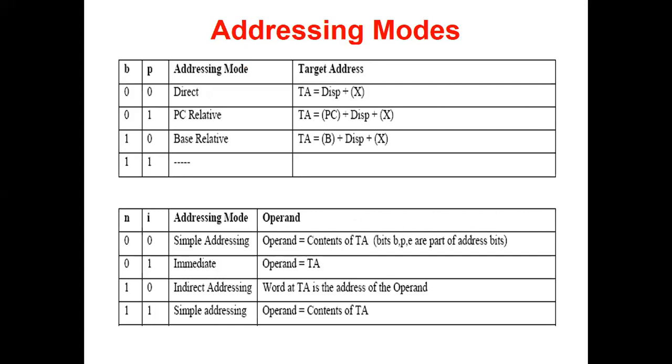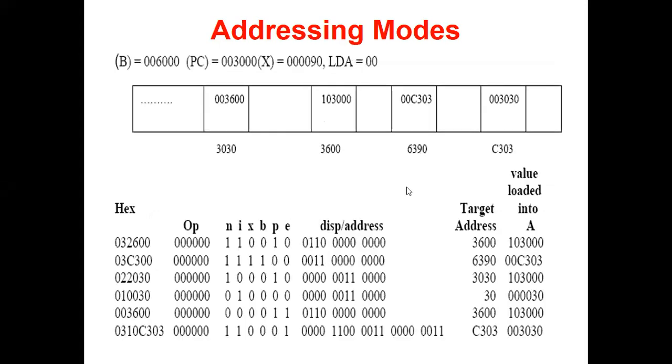I think for that one, we take the target address to be the what? So in this case, N is 0, I is 1, it is immediate addressing. So the required operand is the target address itself. So if you calculate the target address as 30, then it is what you take.